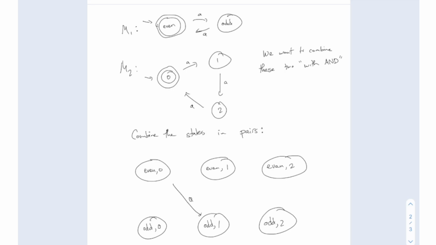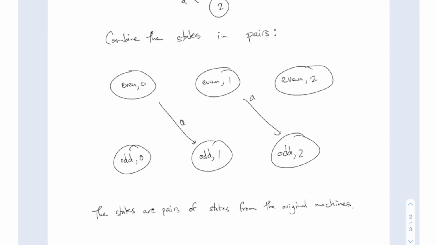How about this? From even comma 1, can somebody say where the arrow should go to? Yeah, what do you think? Odd comma 2. Yeah, because even goes to odd up here, and 1 goes to 2 over here. So this goes like that. Now some of my arrows are going to cross over, unfortunately. Even and 2 goes to odd and 0, because 2 goes to 0. I'm going to have to cross the streams a little.